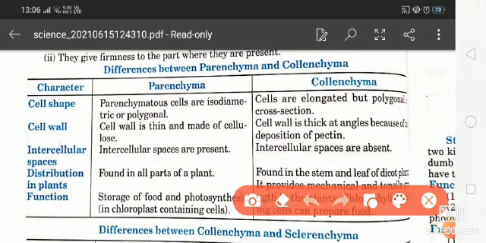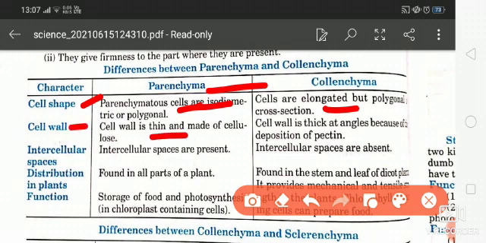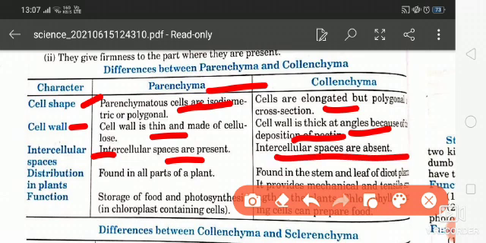So here in our previous video we had discussed the parenchyma, collenchyma and sclerenchyma, and today we will find the difference between the parenchyma and collenchyma. In cell shape, parenchymatous cells are isodiametric or polygonal, but in collenchyma they are elongated but polygonal. Now, the cell wall is thin in parenchyma, and the cell wall is thick at angles because of deposition of pectin in collenchyma. Intercellular spaces are present in parenchyma, but in collenchyma intercellular spaces are absent.